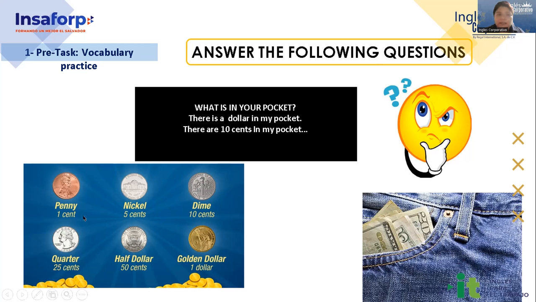A penny, that's 1 cent. A nickel, that's 5 cents. A dime, that's 10 cents. A quarter, that's 25 cents. And half dollar, 50 cents. But we don't have that coin here in El Salvador, right? Have you seen one? Una moneda de dos coras acá? No, right? Besides that, we have a golden dollar, $1. Again: penny, nickel, dime, quarter, half dollar, and golden dollar. Or you can say, I got 2 cents, 5 cents, 10 cents, 25 cents, 50 cents, or a dollar.